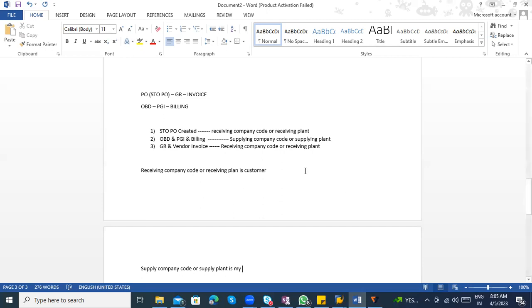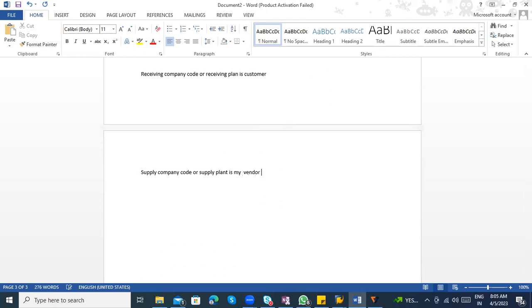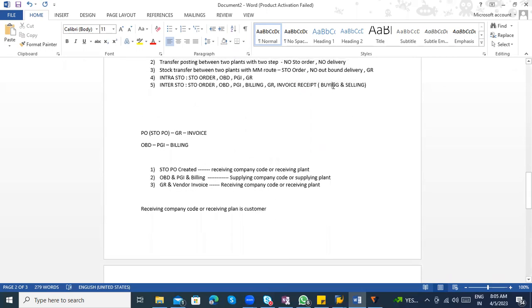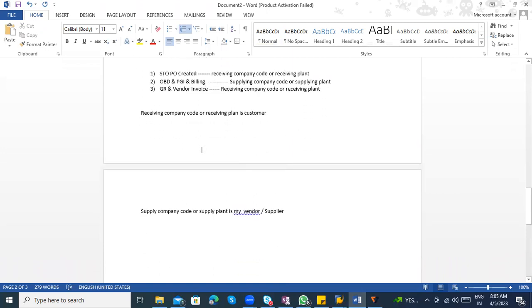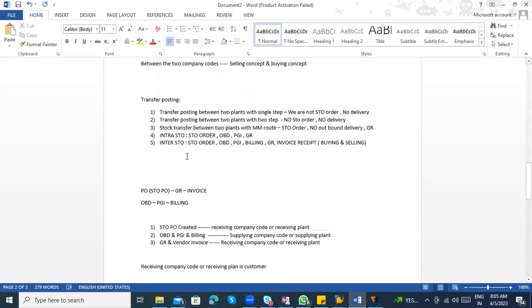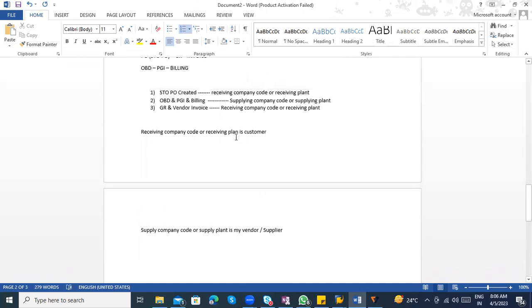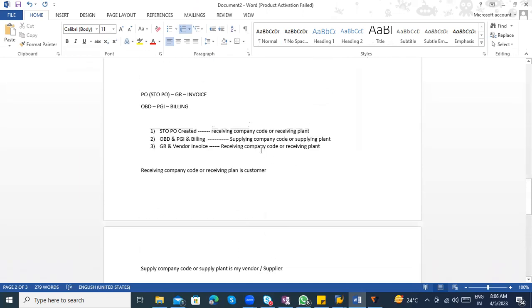My vendor, or vendor or supplier. So in the case of inter STO, because it involves both selling and buying concepts, these processes are required. That's why we are creating the billing and invoice. They will raise the billing, and I have to pay the amount to the supplier. So who will pay the amount? The payment will be by the customer.